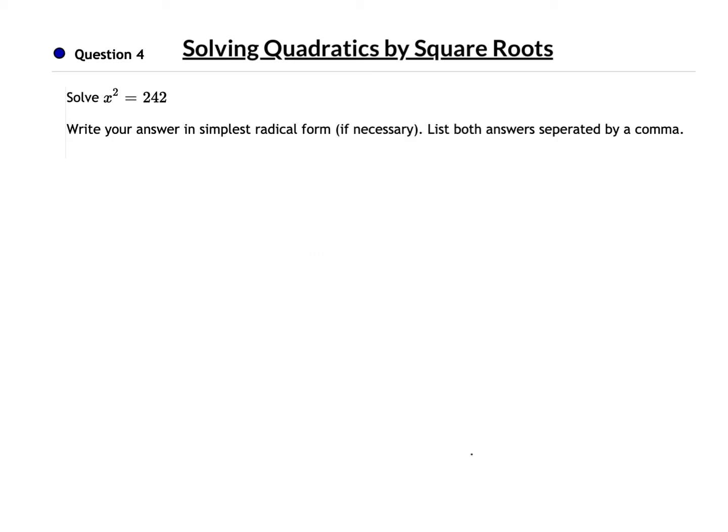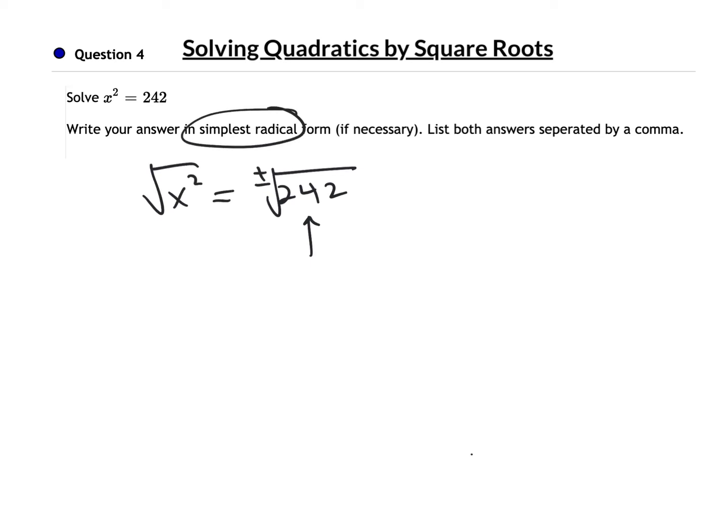Question 4. X squared equals 242. Take the square root of both sides, put a plus or minus in front. Now 242 may have perfect squares in it. This root may be simplified. We're always going to put it in simplest radical form. Maybe it's divisible by 4. I'll take 242. I divided it by 4 and I got 60.5. So this does not have a perfect square of 4 in it.